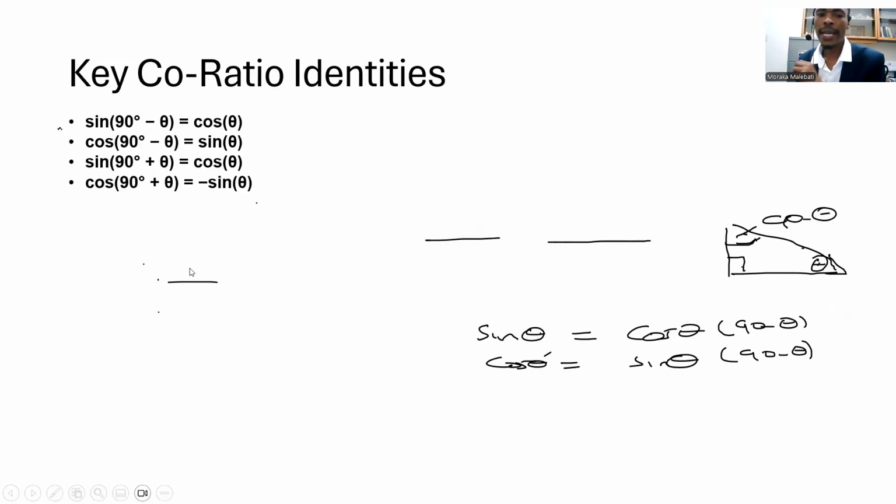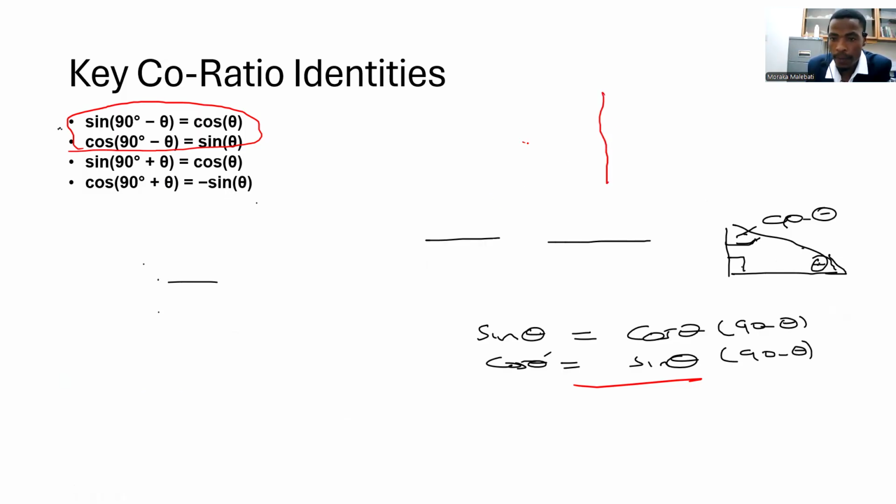Now we are done with these ones. I hope you still remember them. Now you can also add, but let's imagine now, it's a little bit tricky. This is 90, 180, 270, and 360 and 0. And this is our CAST.